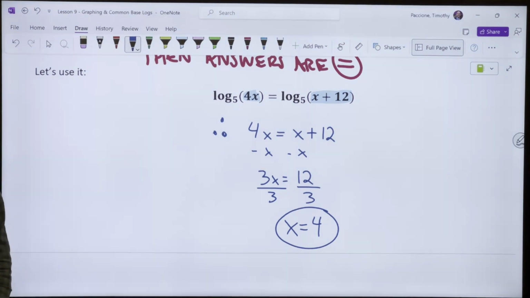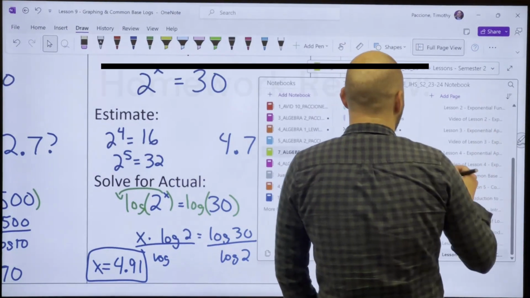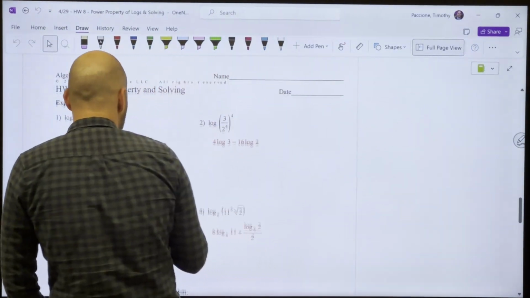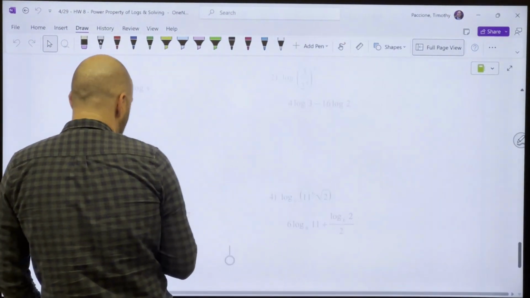That should be a nice gimme on a quiz or a test, okay? Just remember, you can set them equal to each other, okay? We'll talk about maybe some examples of being more complicated. But first, on the front side of the homework, we dealt with some log properties.